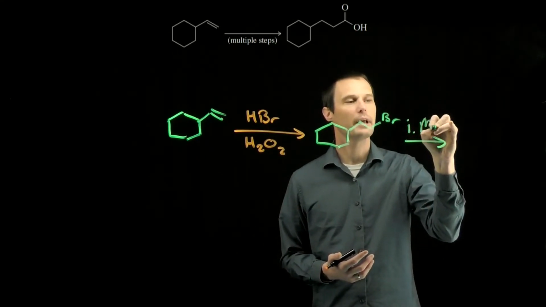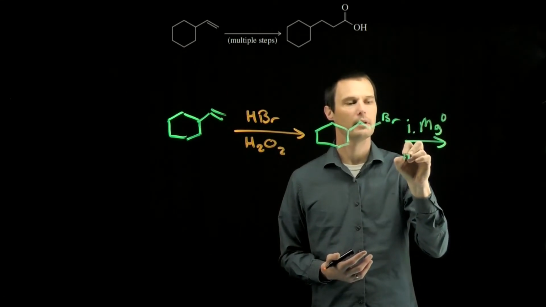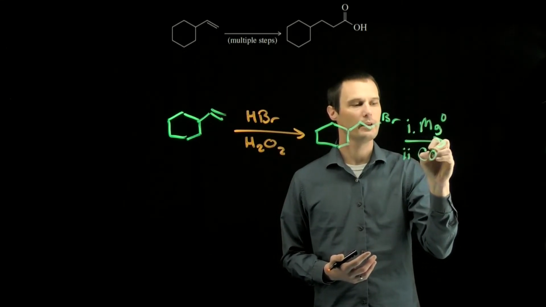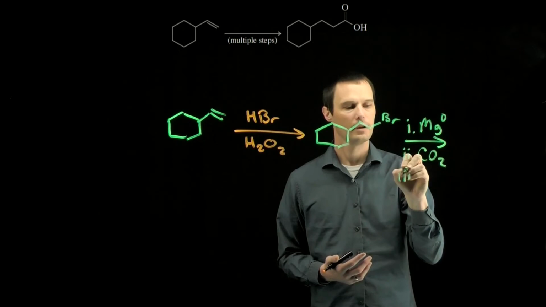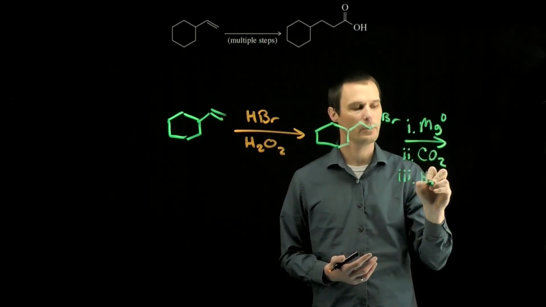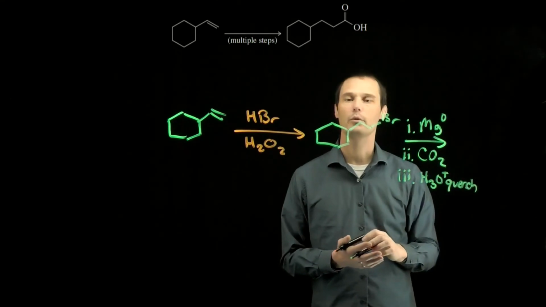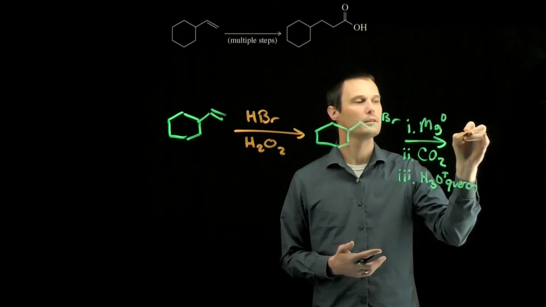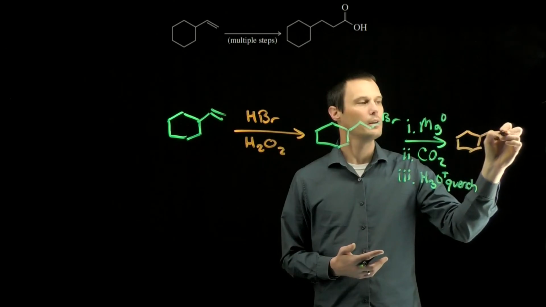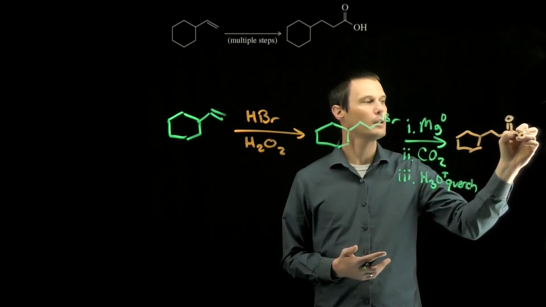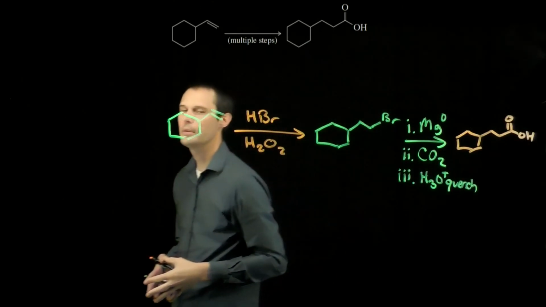So step 1 could be reacting with elemental magnesium. Step 2 could be reacting with carbon dioxide. And step 3 could be an H3O+ quench. And that will form my final product of a 1 carbon extended carboxylic acid starting from this alkene.